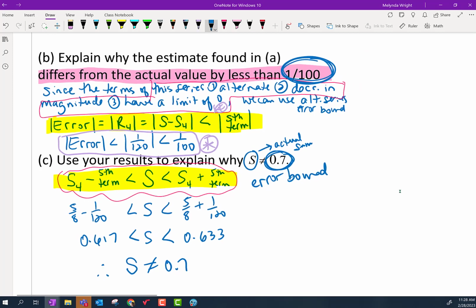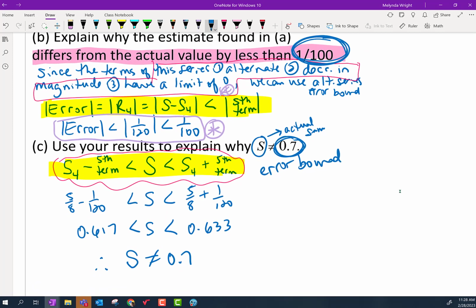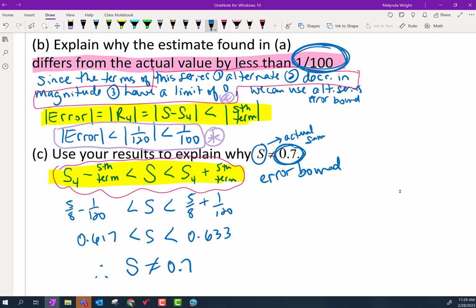Okay, so what have we done so far with error? We have used the error bound to prove that the error is actually less than 1 over 100. We did that in part B. And in part C, we actually found the interval that the for real sum could be in. And we could verify why something can't be the sum. All right, questions so far?